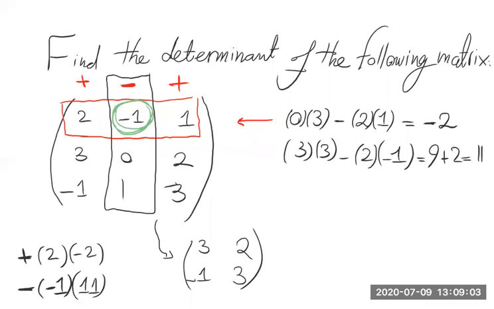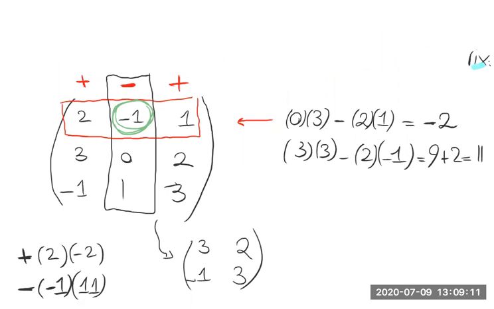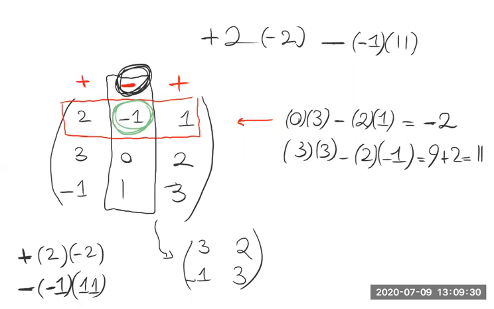If you can't see where I'm writing, maybe I can erase the question. And maybe depending on the device you have, what you see is slightly different. So first we had plus 2 times minus 2. Then we had 11 times the number in this intersection, which is minus 1. But we should add a minus because we have minus above minus 1.